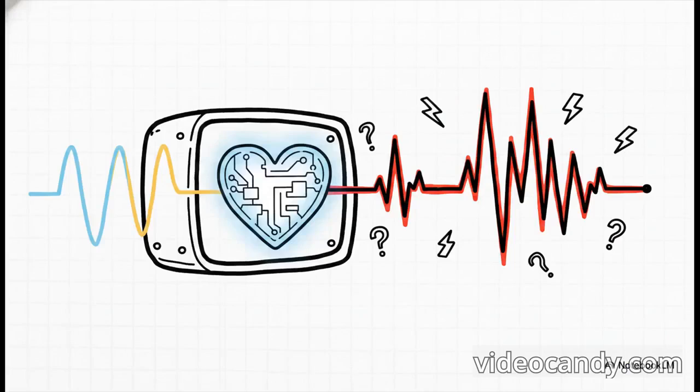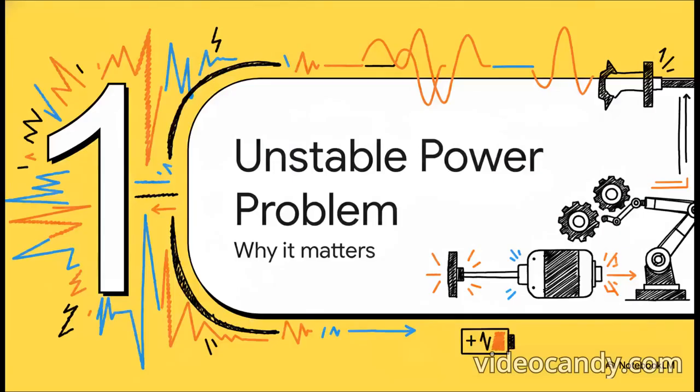Now, you can think of the DC bus as the electrical heartbeat of the machine. It's got to be a steady, solid pulse of power. But when that heartbeat gets all erratic, when you get these chaotic voltage ripples, it's like a cardiac arrhythmia that throws the entire system off balance.